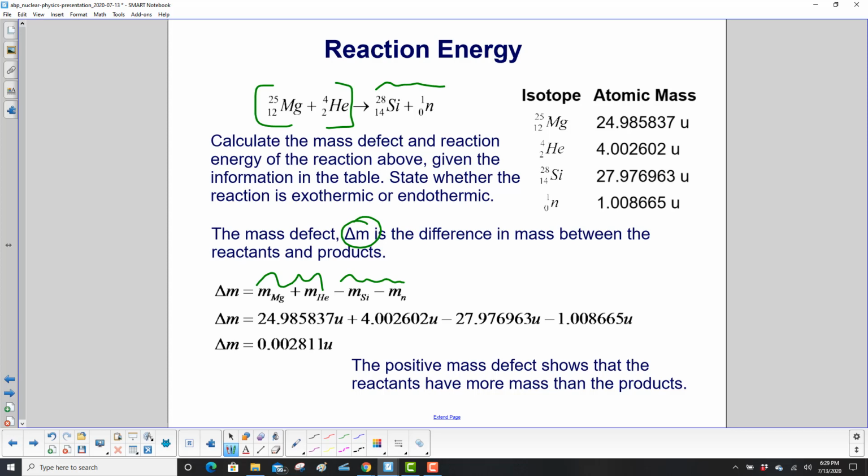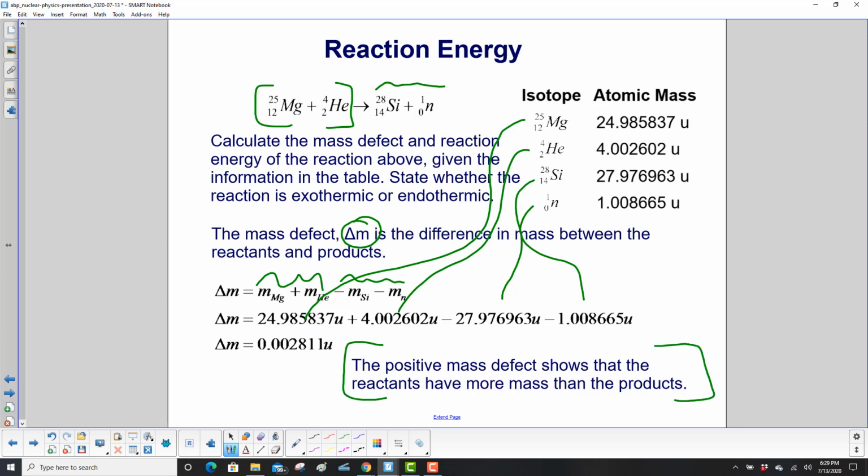So it's the mass of magnesium plus helium minus the mass of silicon plus the mass of the neutron. We use our table. Okay, here's the mass of magnesium. Here's the mass of helium. Remember, this includes their electrons. Here's the mass of silicon. And here's the mass of the neutron. We do the math, and we get a mass defect of 0.002811 atomic mass units. The positive mass defect shows that the reactants have more mass than the products.